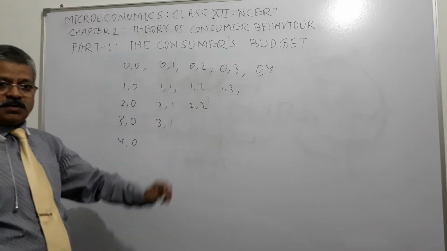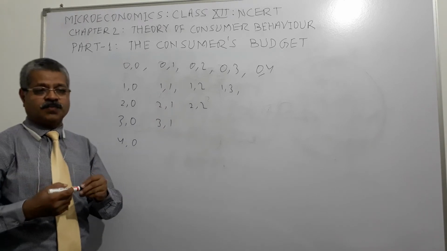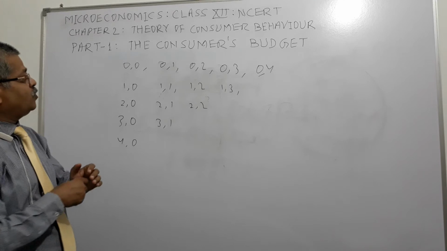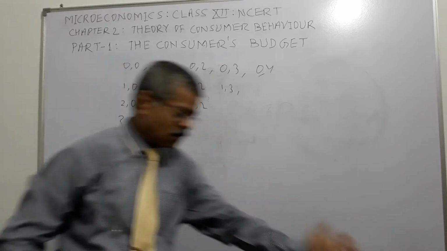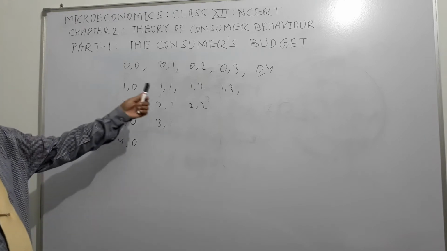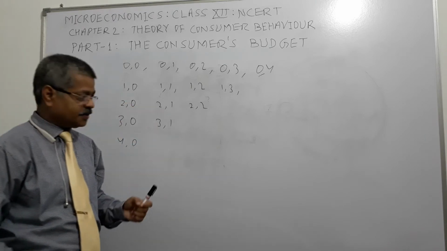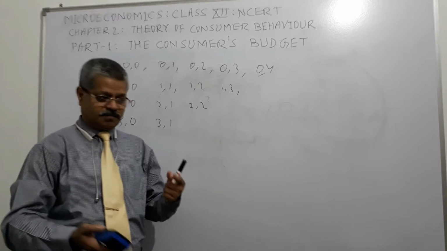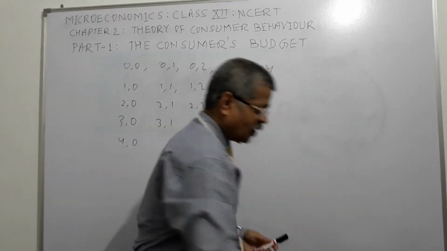This is called the set of bundles: all the bundles available to the consumer which he or she can buy with his income. Okay, now we go ahead.